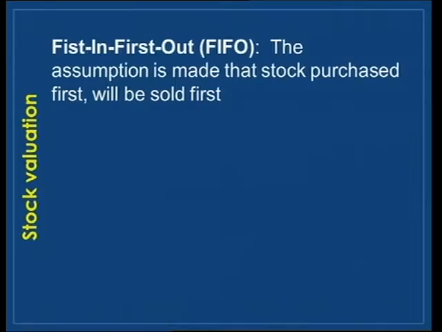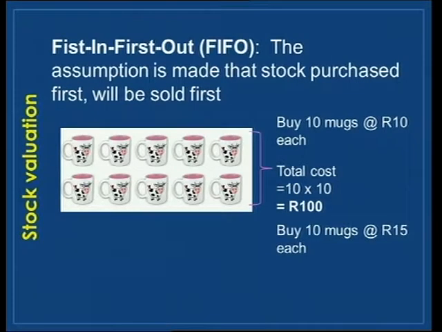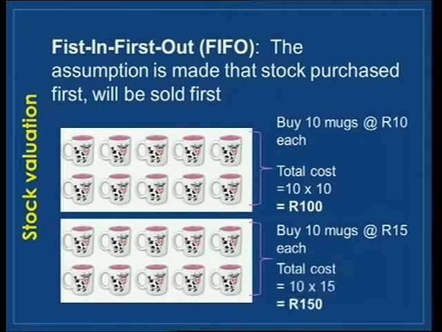Okay, so first in, first out says that we make the assumption that stock purchased first will be sold first. So let's say we buy 10 coffee mugs at a cost price of 10 rand each. Okay, so there's our 10 coffee mugs. And then, okay, that means the total cost of these 10 mugs was 100 rand. Now let's say we purchase another 10 mugs, but this time the price of the mugs went up by 5 rand. So now the total cost is 150 rand.